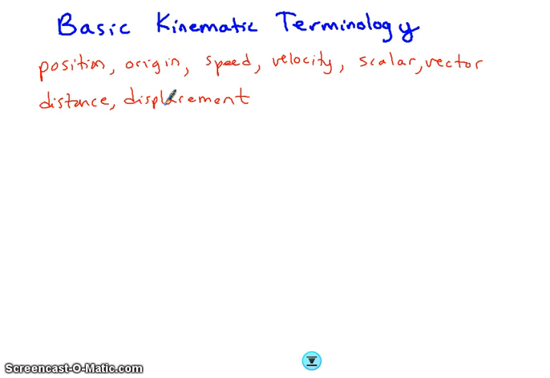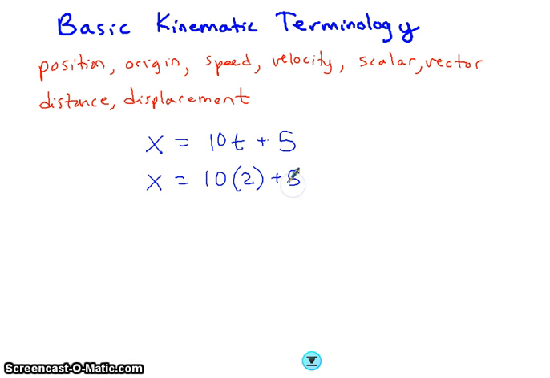So by this point, we've looked at equations like this: x equals 10t plus 5. And we know that this equation can be used to find, literally, the position of an object. But what do we mean by that? For example, let's say we want to find the position of the object at 2 seconds. So we'll put in a 2 for t. 2 times 10 is 20, plus 5 equals 25 meters. But what does 25 meters actually mean?